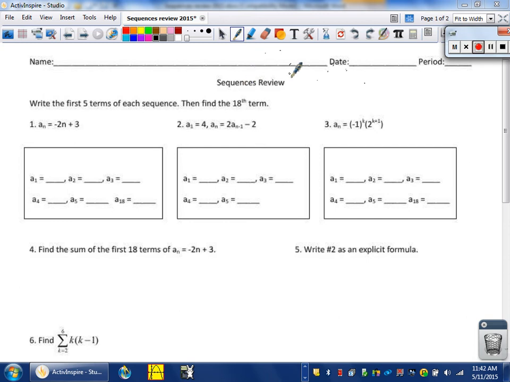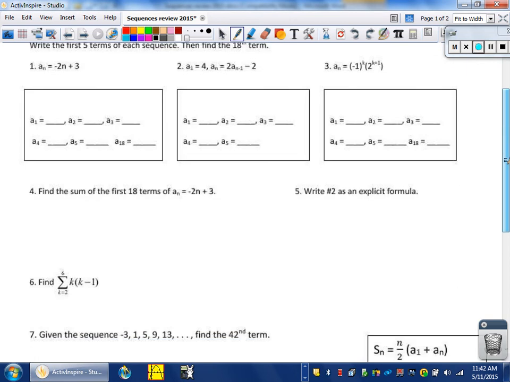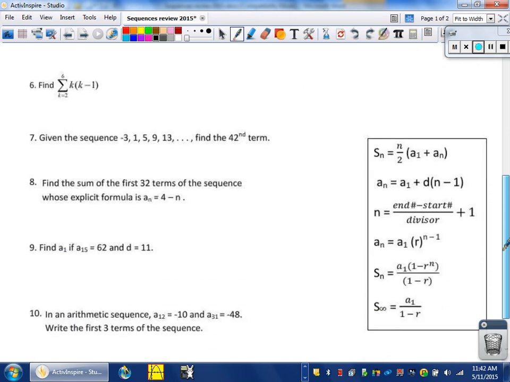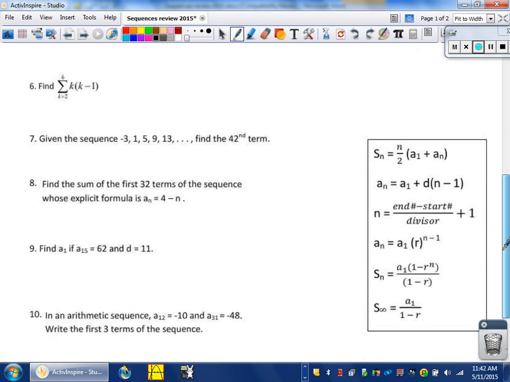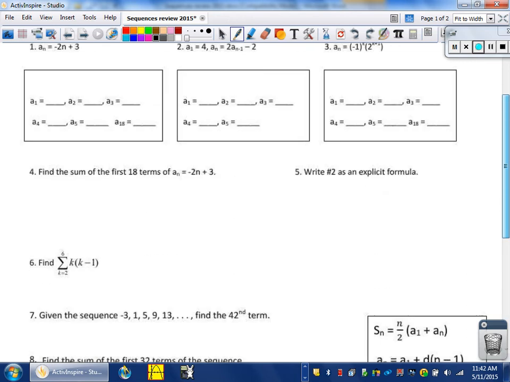So these are all sequences, arithmetic and geometric. Once again, the formulas are all down here. If you need to find one, the top two are arithmetic, the bottom three are geometric. We'll use them as we go through.